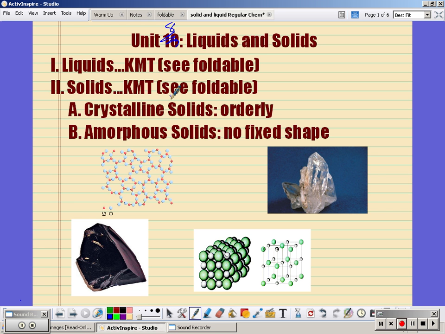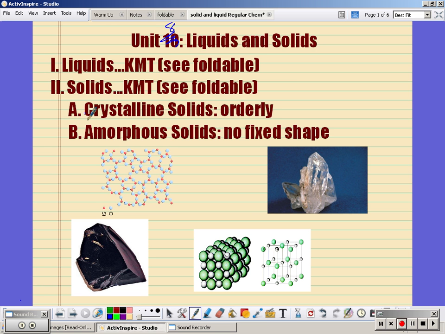There are two types of solids. There are crystalline solids, which are very ordered, and there are amorphous solids, which actually have no fixed shape. So if we look at our pictures, down here at the bottom, we have sodium chloride. So you have chlorine, sodium, chlorine, sodium, chlorine, sodium. It's very structured, there's a pattern to it. So that is a crystalline structure.